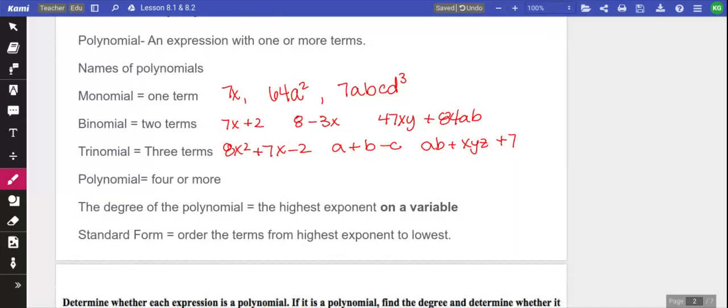Now, when we're talking about the degree of our polynomials, we are looking at the highest exponent on a variable. So in order to even have a degree, the expression has to have a variable. And if you want something in standard form, you need to order the terms from highest exponent to lowest.